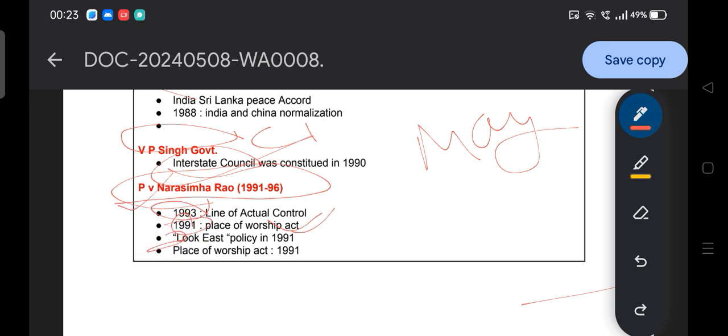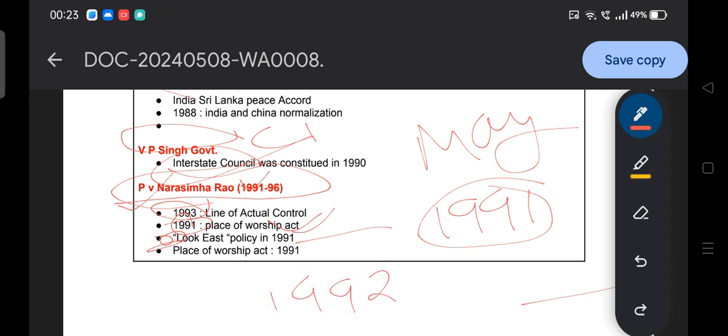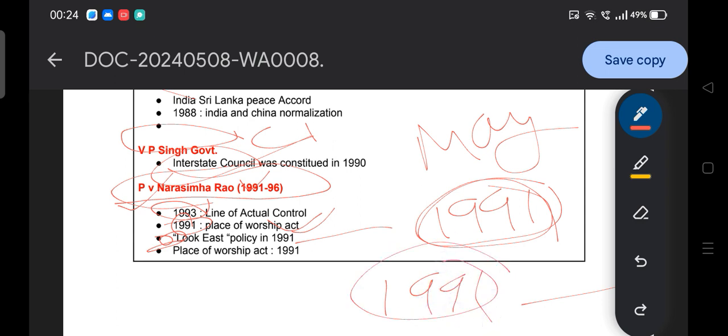Then Look East Policy, under which government? Look East Policy was under the PV Narasimha Rao government, and the year of this is 1991. Most of you will object, saying, sir, in multiple books there is a mention of 1992. I will say these things are wrong. If you go and check the Ministry of External Affairs, it is mentioned as 1991. Nowhere will you find 1992.